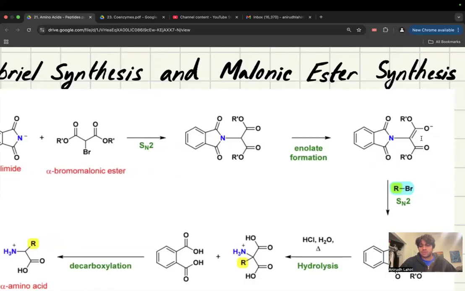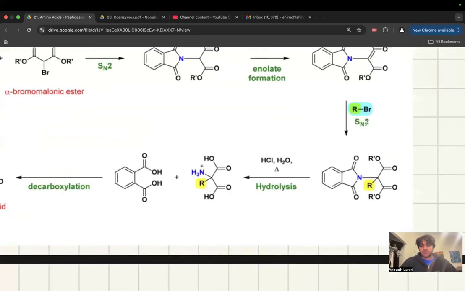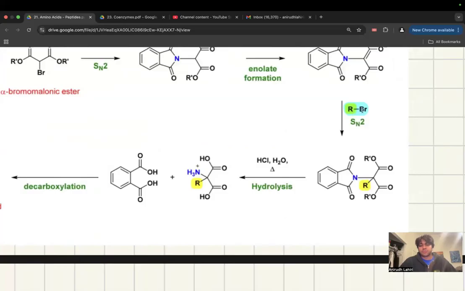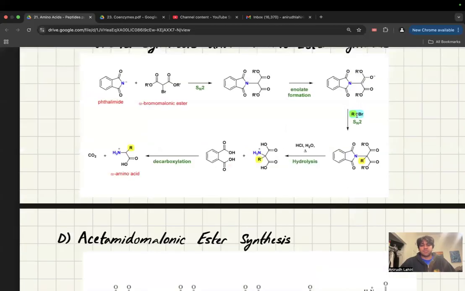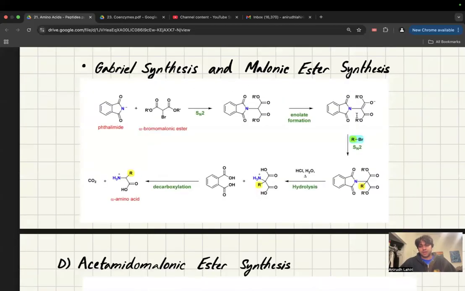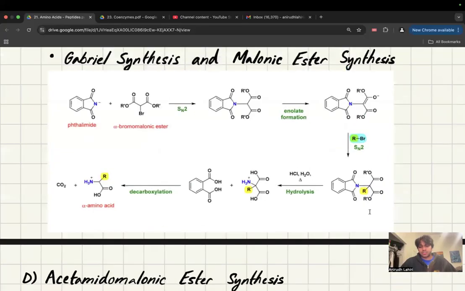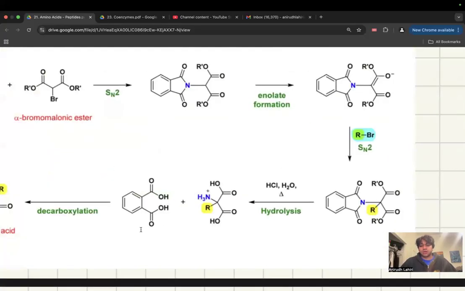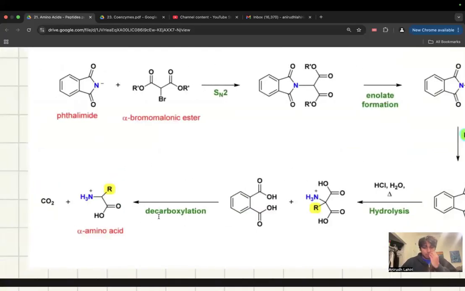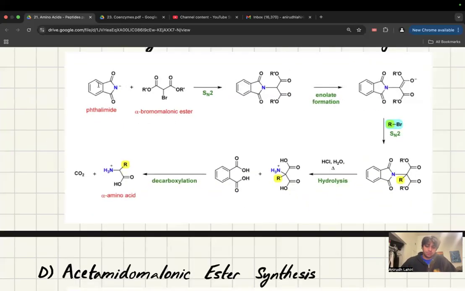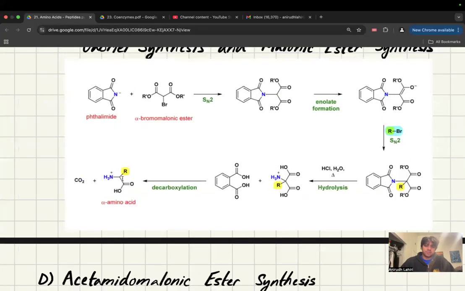So we'll remove one of these, they're symmetric, so it doesn't matter. We'll add the alkyl bromide, right? The R group that we want to install. Because remember, an amino acid is just of the structure where we have a carboxylic acid, we have an amino group that's alpha, and then we have this R group, right? So we attach the R group, hydrolysis removes all of the protecting stuff, and we decarboxylate, because we started with two carboxylic acids, and an amino acid generally has only one. So yeah, we'll end with an alpha amino acid.